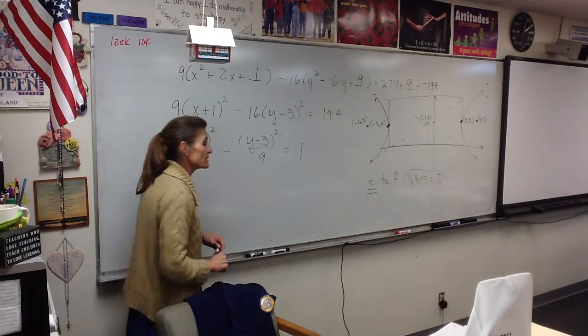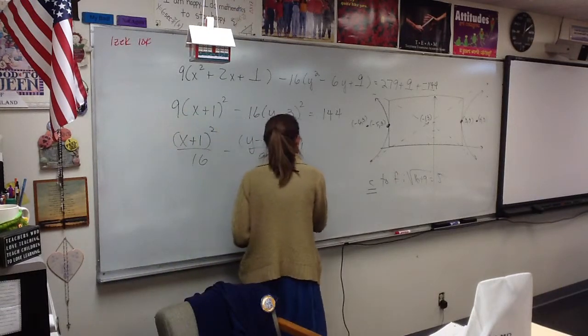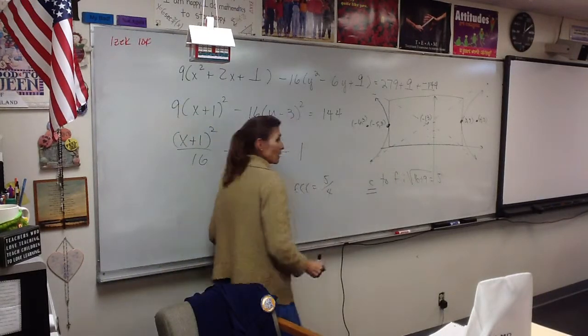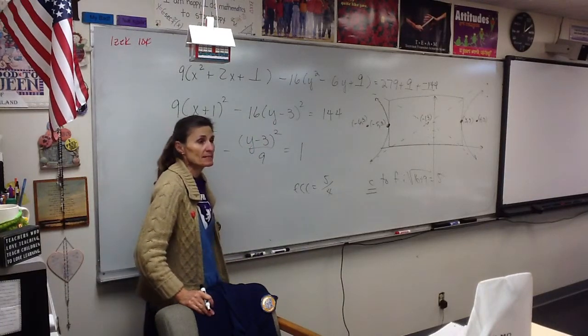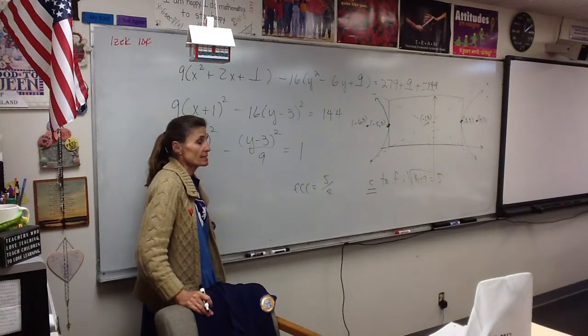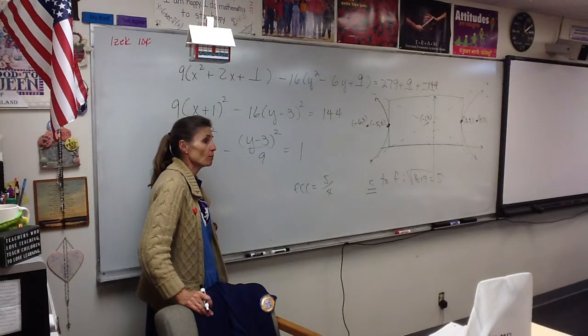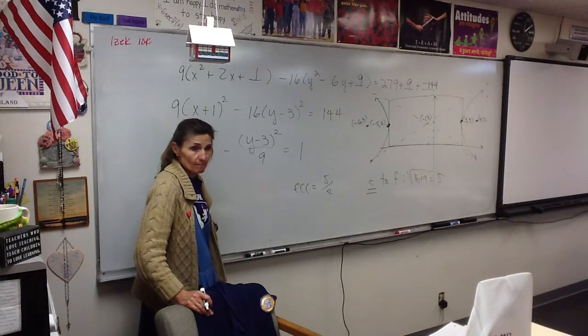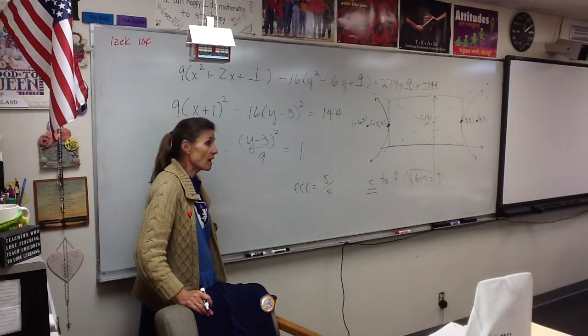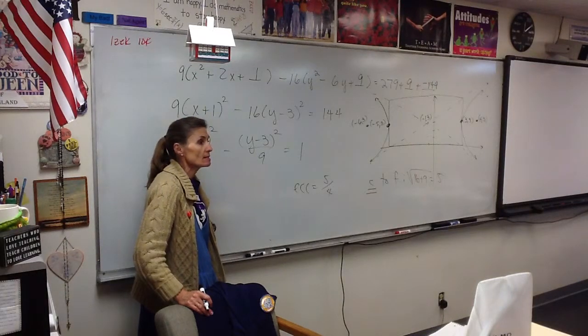What's my eccentricity? Somebody said it, 5/4. You are exactly right. How do we get the eccentricity of a hyperbola and an ellipse? It's done the same way. Joey, eccentricity for an ellipse and a hyperbola, center to focus divided by center to vertex. So center to focus is 5, center to vertex is 4. So your eccentricity is 5/4.